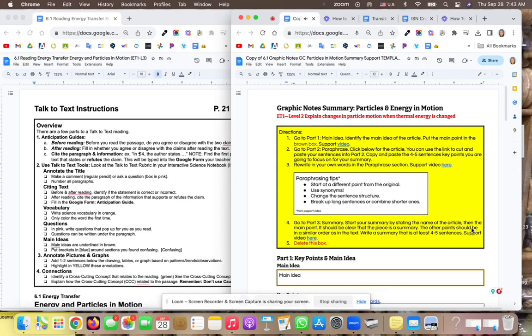This is a video about how to do graphic notes. The focus of this video is on how to write this summary. Once again, in this yellow box on the top, it talks about how to get main ideas. So there's a video there.